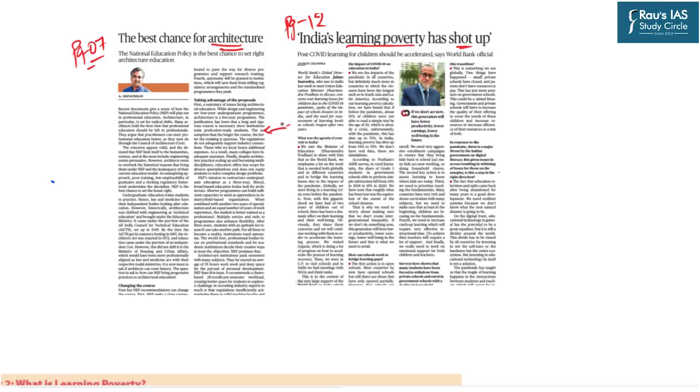Now these two articles are linked together because this particular article is talking about learning poverty, which is related to learning outcomes. We will discuss what exactly the concept of learning poverty is and how it is measured. And in this very article, the author talks about the national education policy. Because the national education policy aims to improve learning outcomes, I have clubbed these two articles and we will deal with both together. So let us carry forward our discussion and first look at what is meant by learning poverty.